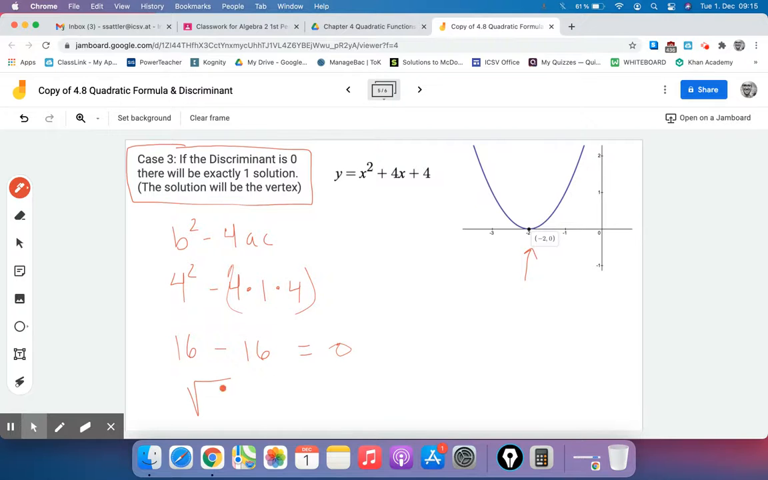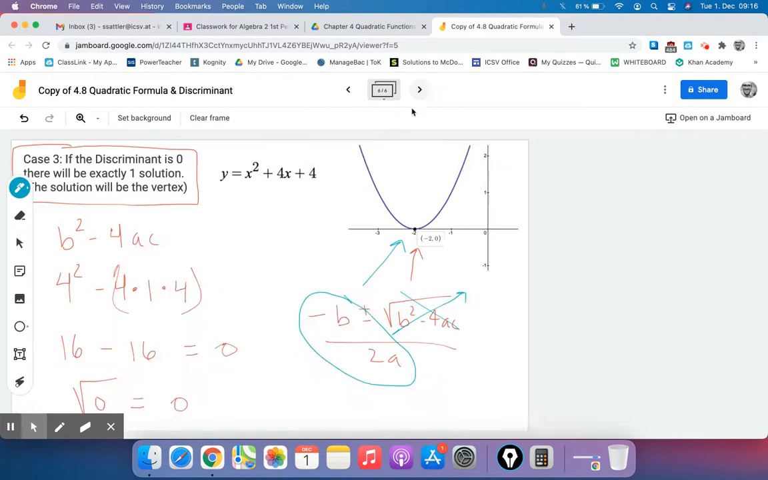Okay, so then when you take the square root of 0, of course you still get 0. And so that's why in this formula, negative b plus or minus the square root of b squared minus 4ac all over 2a, if the discriminant part was 0, this whole thing just goes away. Then all we have left is negative b over 2a, which gives us the x-coordinate of the vertex, just like we learned at the very start of chapter 4. So that's why there's only one x-intercept here.